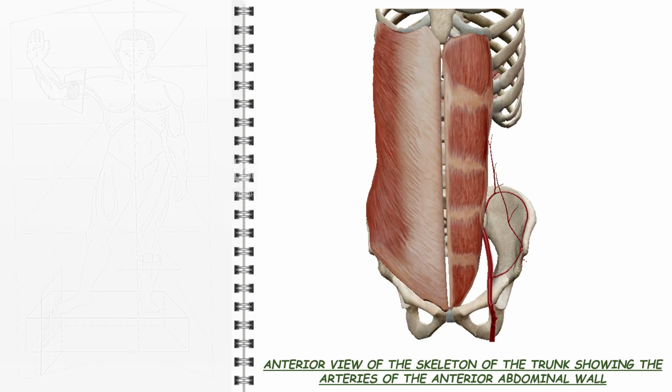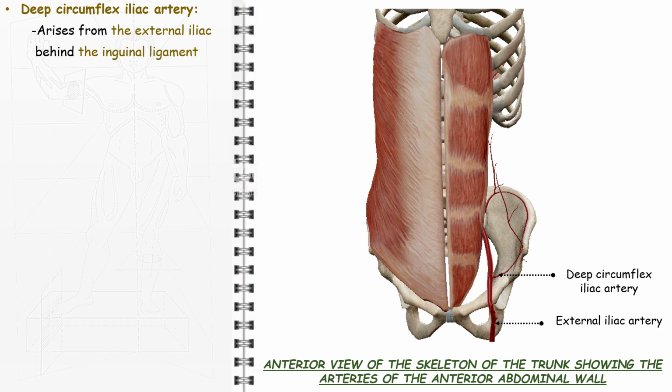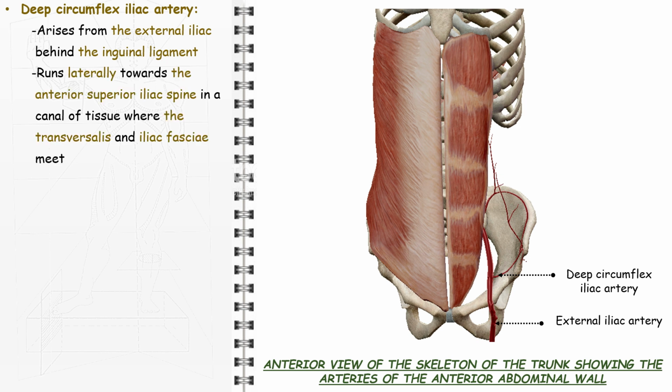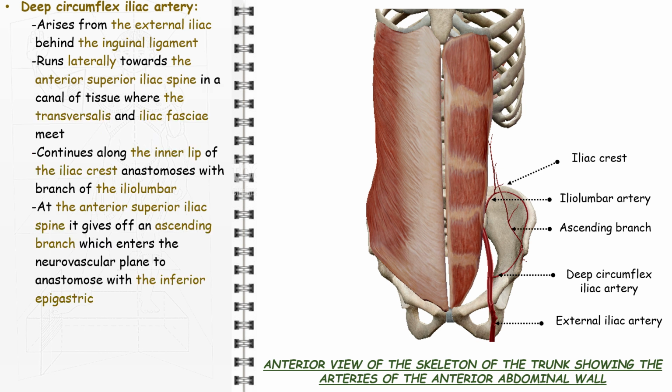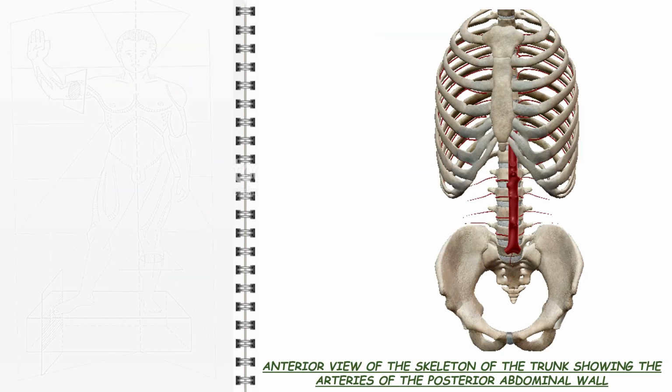The deep circumflex iliac artery arises from the external iliac behind the inguinal ligament. It runs laterally towards the anterior superior iliac spine in a canal of tissue where the transversalis and iliac fasciae meet. Then, it continues along the inner lip of the iliac crest and anastomoses with a branch of the iliolumbar. At the anterior superior iliac spine, it gives off an ascending branch which enters the neurovascular plane to anastomose with the inferior epigastric. The 7 lower intercostal arteries arise from the descending thoracic aorta.